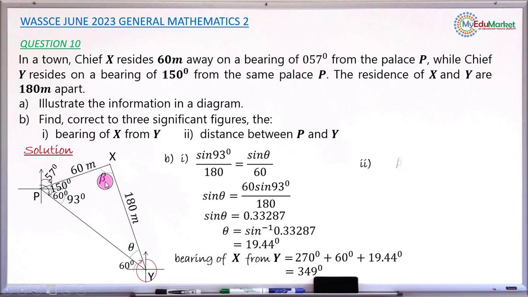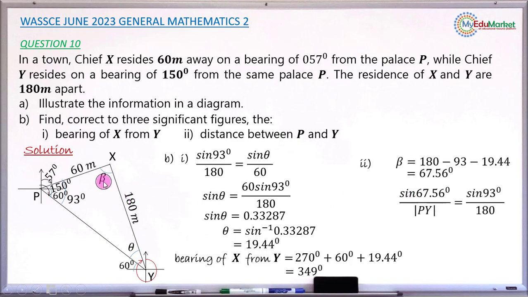You have this angle beta as 180 minus 93 minus 19.44. And if that is done correctly, it will give you 67.56 degrees. This will now be the size of this very angle. I would like to have this angle because I want to find the side opposite to it using the sine rule. So I continue. I can now write the sine rule, which says: the side of this very angle, 67.56, divided by the side opposite to it, which I'm looking for, the distance PY, will now be equal to sine 93, this 93, divided by the side opposite to it, which is 180.